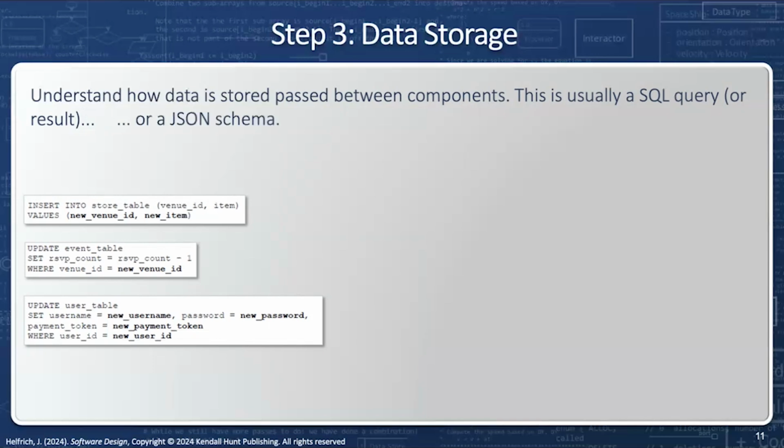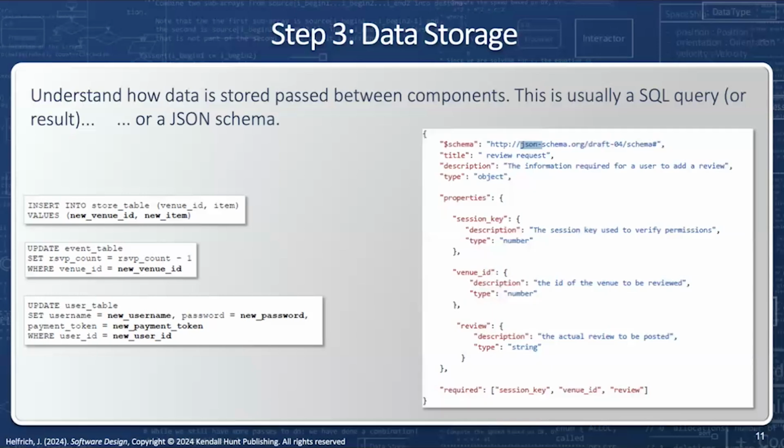Or you might want to have a JSON schema. And this is really useful for describing how I'm going to serialize data. In other words, turn it into text and move it across the wire from one process to another. And this is the format in which data is going to move. And this is called a JSON schema.